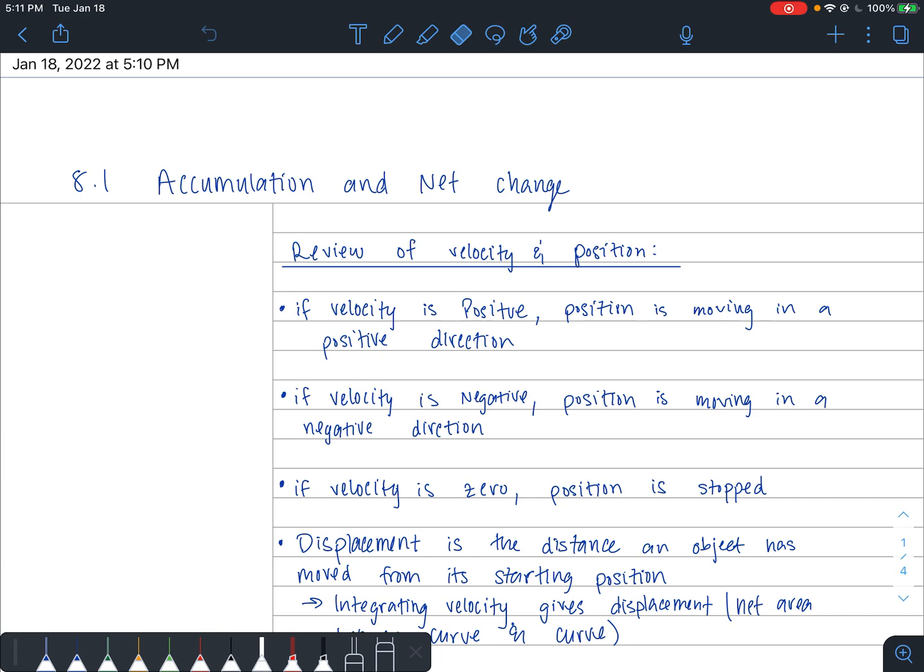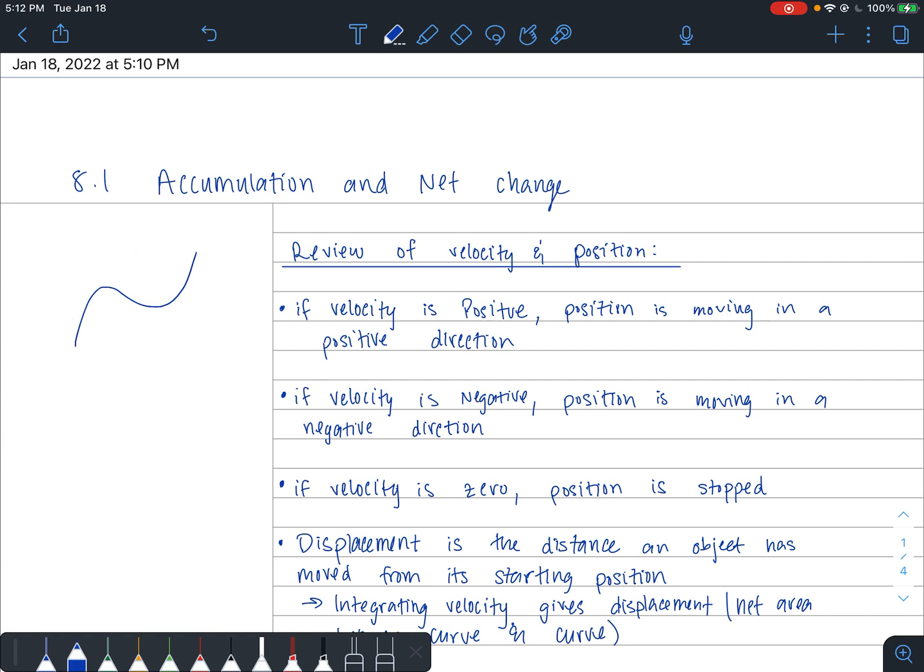But in Chapter 8.1, really what we're talking about here is the relationship between accumulation and net change, area under a curve. So before we get into that, let's review what we know about velocity and position. We know that the derivative of a position function is velocity, right? So if I have some sort of a curve like this and it represents position, well, the slope at a point is pretty much the velocity at that certain point.